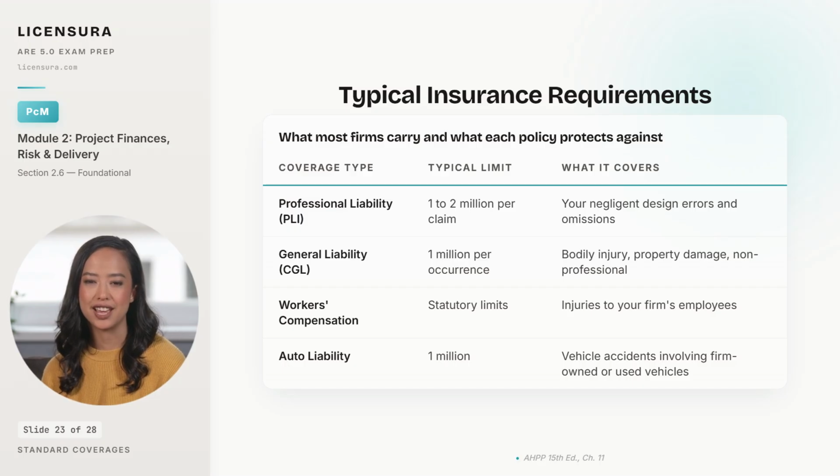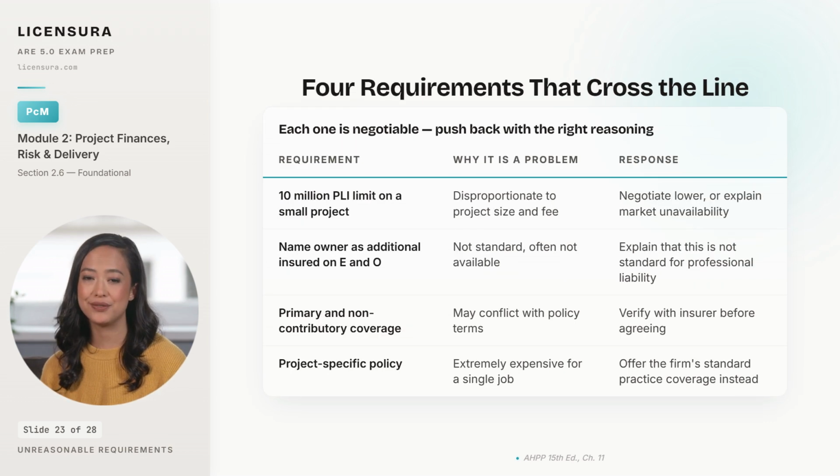What about the contracts that ask for more than this, sometimes much more? Here is how to handle the unreasonable requirements. 4 requirements that show up in owner-drafted agreements and shouldn't be accepted as written. A 10 million professional liability limit on a small project is disproportionate to the project size and fee, and frequently the market simply does not write that limit for a firm of your size at a price that makes economic sense. Negotiate a lower limit, or have your broker provide a letter explaining market availability.